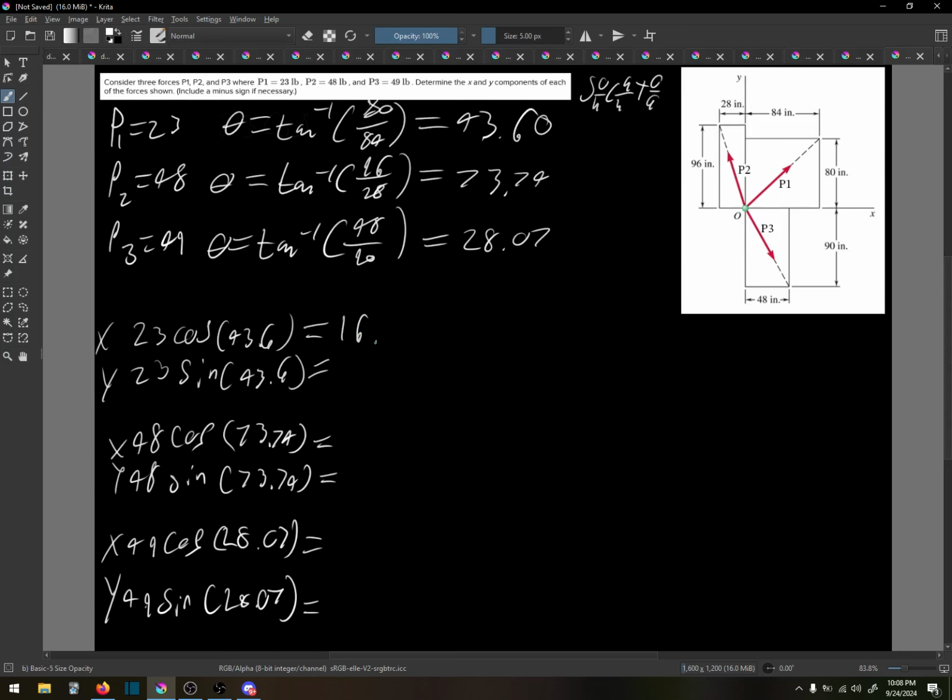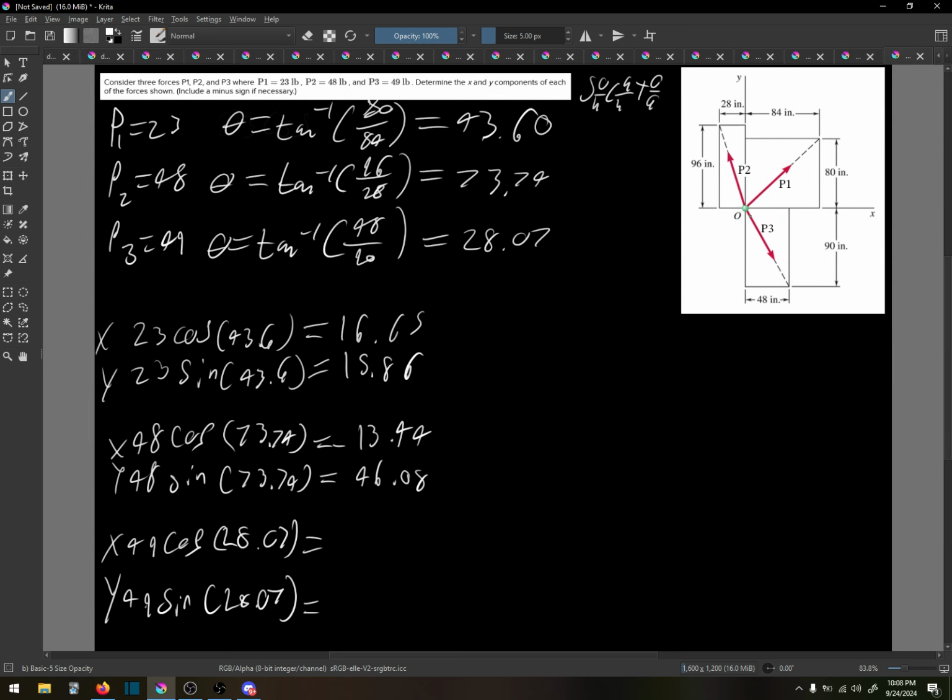I'm getting 16.65, and then for sine, I'm getting 15.86. If I do 48 cosine of 73.74, I'm getting negative 13.44. And then for sine, I'm getting 46.08. Notice this one's negative because it's moving in the negative x direction for P2.